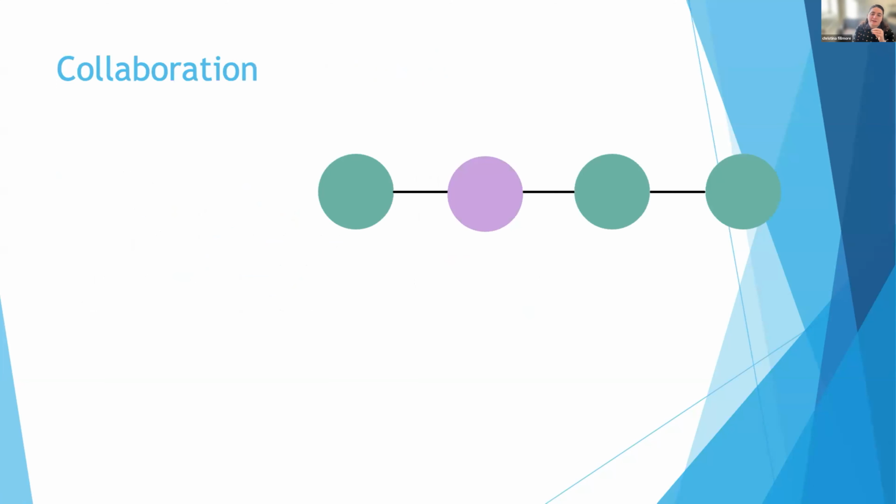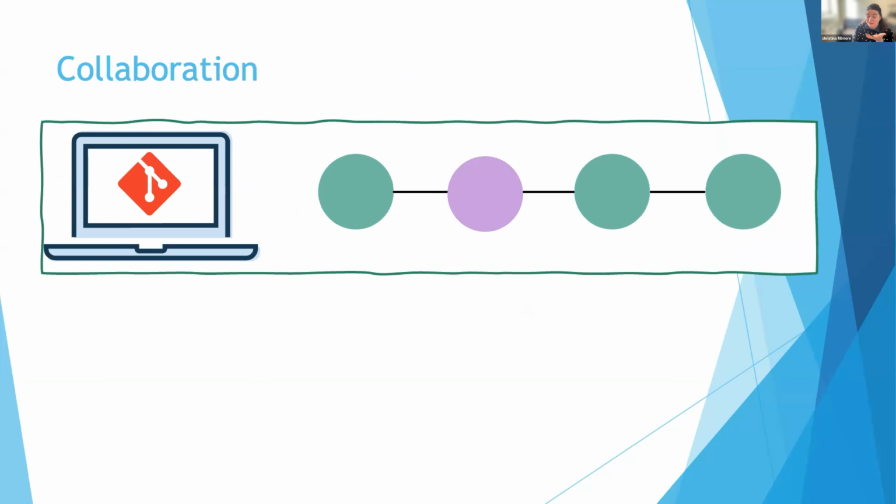Now, remember at the beginning of the course where we talked a little bit about Git versus GitHub and GitLab and those sorts of things? That Git is just on your local computer, but not anywhere else.